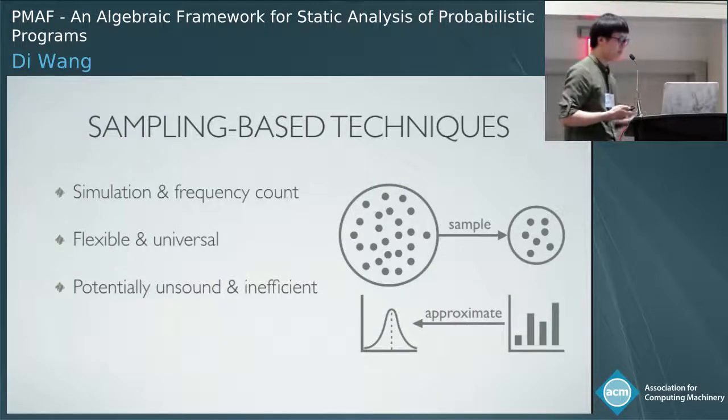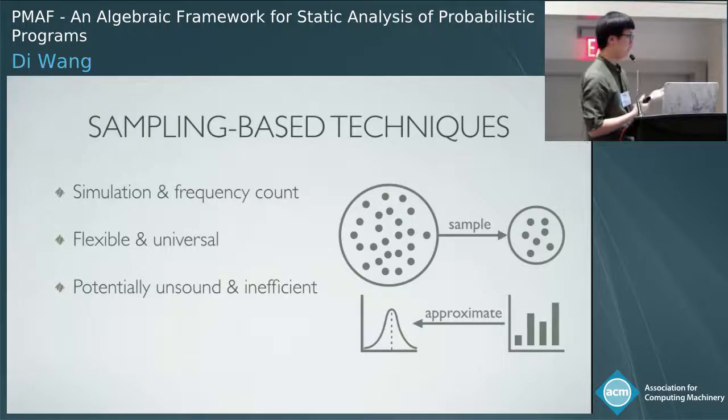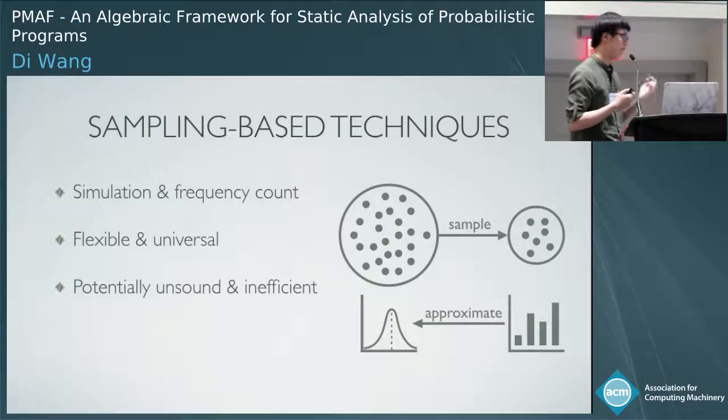For such programs, there is a common technique, which I call sampling-based techniques, to do such queries. This technique basically simulates the program and does a frequency count, and then you can approximate the answer. Such techniques are very flexible and universal, but some of them are potentially unsound and inefficient because they use a pseudo-random number generator, and because you are just simulating the whole distribution, you only get a finite number of samples.